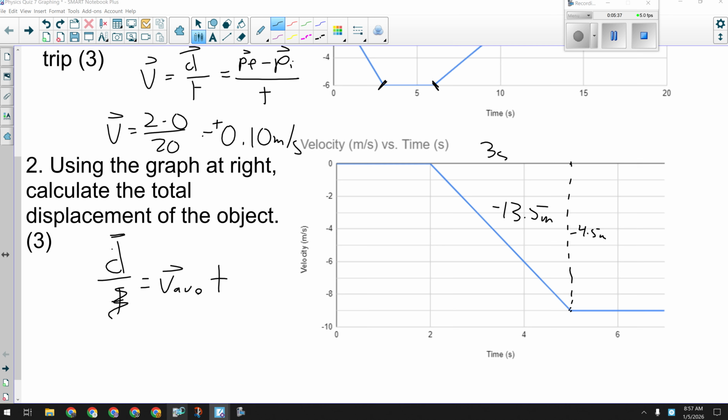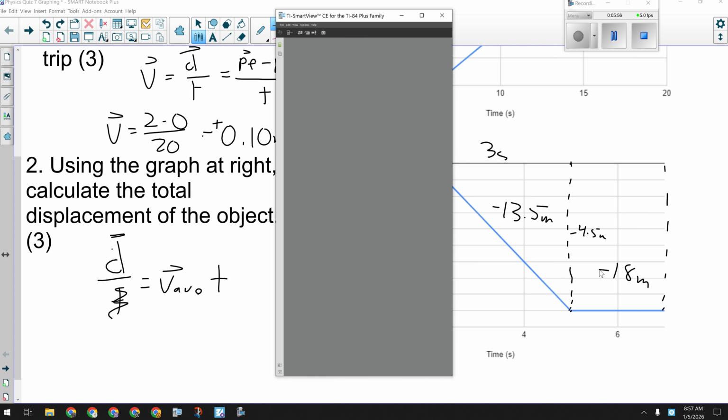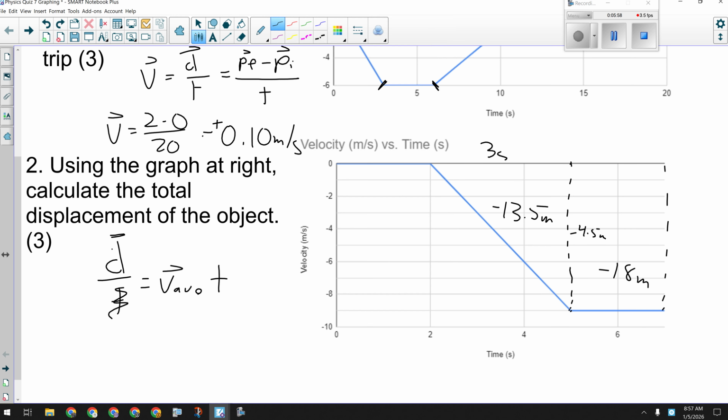Okay, and then we've got this rectangle right here where the object travels at a constant velocity of -9 meters per second for another 2 seconds. So that would be another -18 meters. Okay, what do I have to do with those two numbers? Add them up. Okay, so my total displacement here is going to be -31.5 meters, if my mental math is correct. Okay, everybody with me on that?